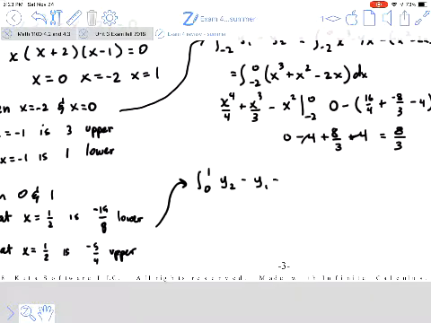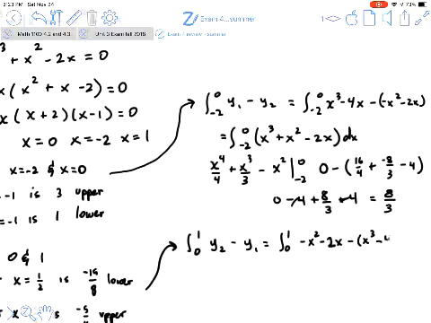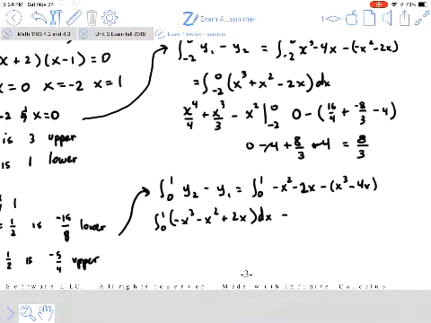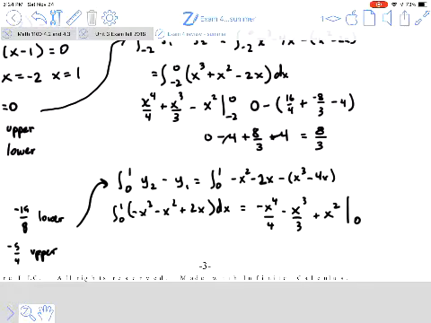Now this one is y2 minus y1, so that's -x squared, minus 2x, and then we subtract x cubed minus 4x. So that's -x cubed minus x squared plus 2x. The antiderivative is going to be -x to the 4th over 4 minus x cubed over 3 plus x squared. And then the fundamental theorem of calculus is from 0 to 1.